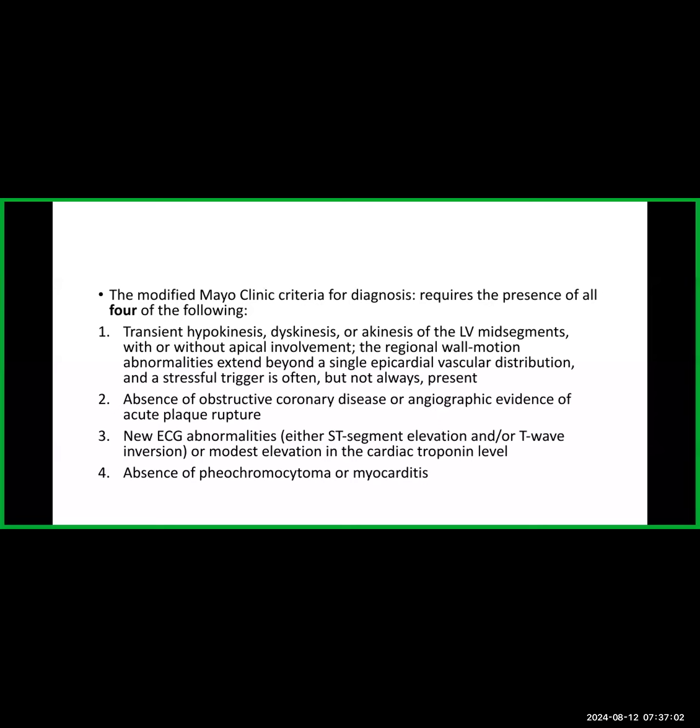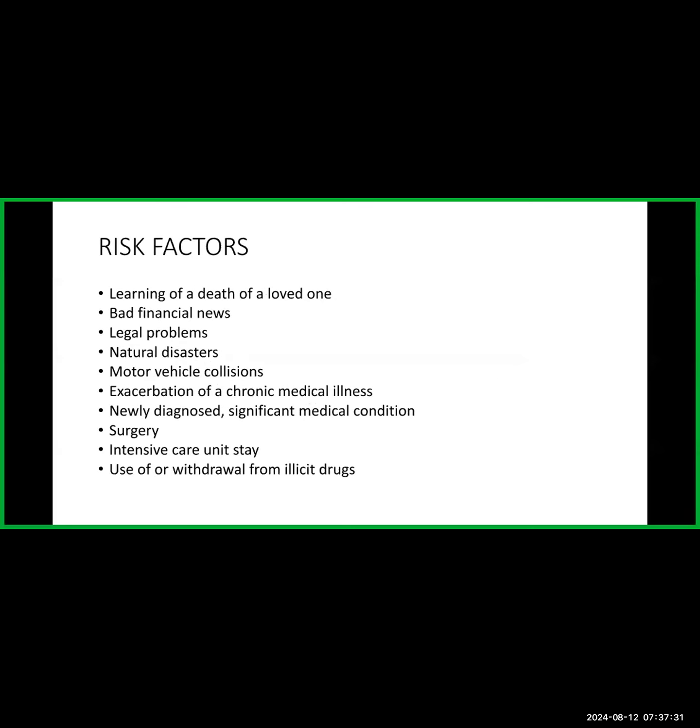So one, transient hypokinesis, dyskinesis, or akinesis of the left ventricular segment, with or without apical involvement. Two, the absence of obstructive coronary disease or angiographic evidence of acute plaque rupture. Three, new ECG abnormalities, either ST segment elevation or T-wave inversion. And four, the absence of pheochromocytoma or myocarditis.